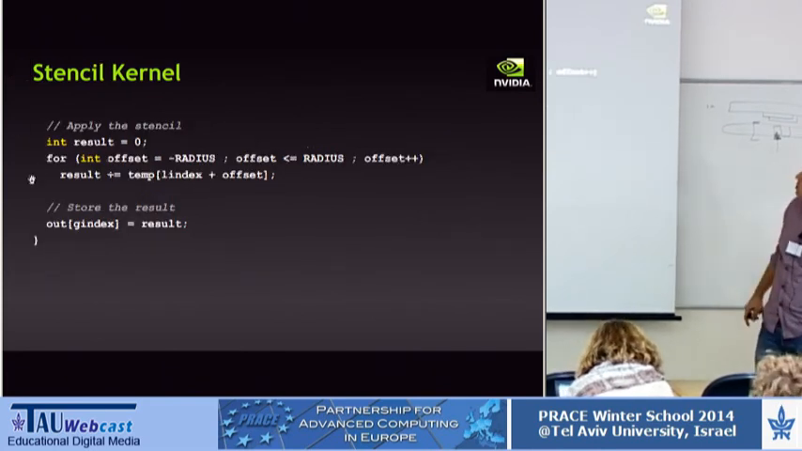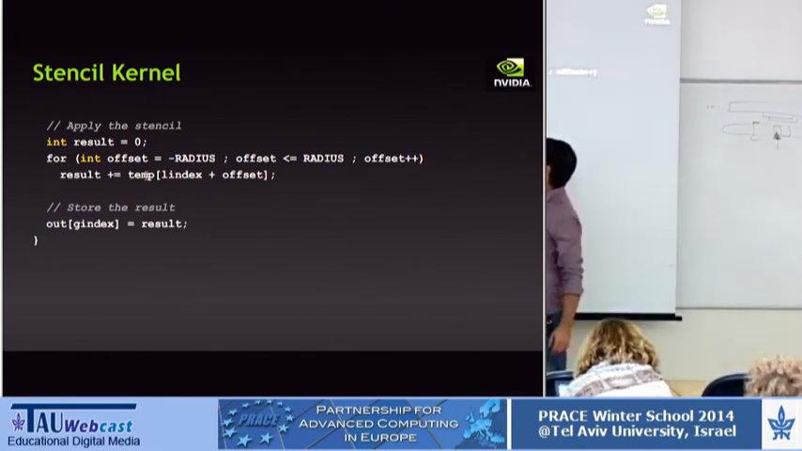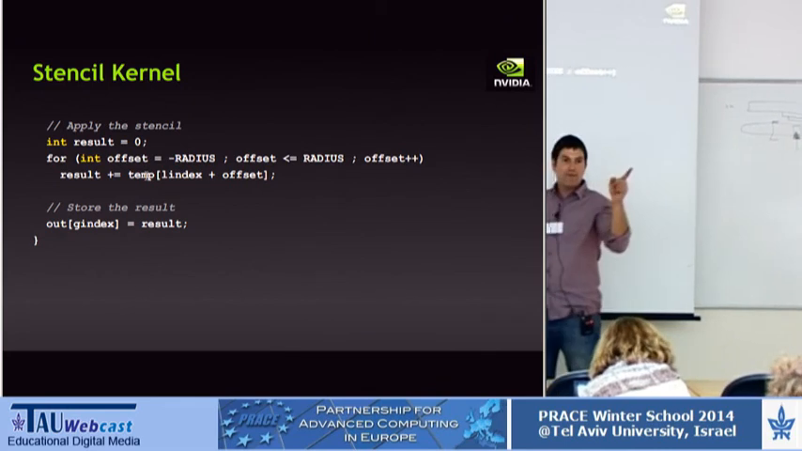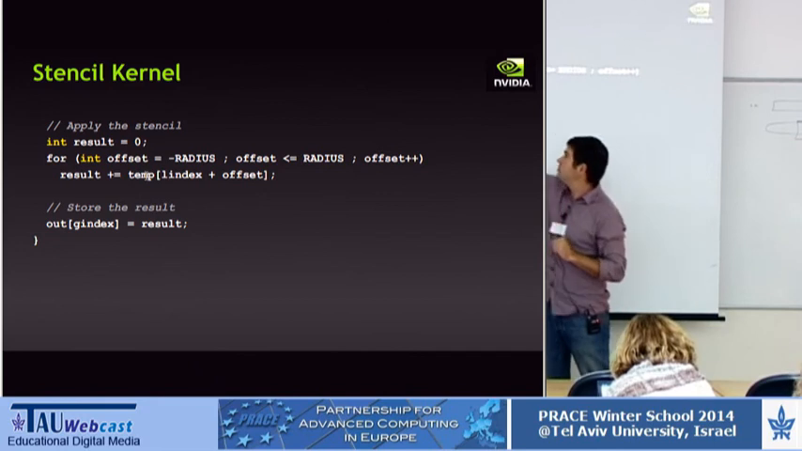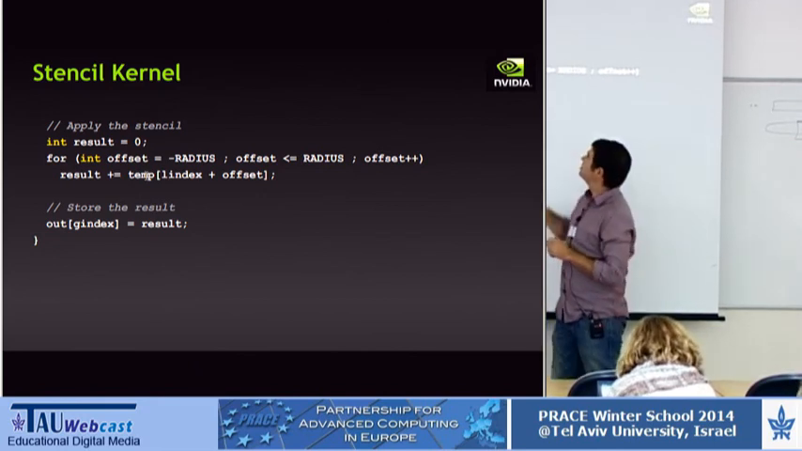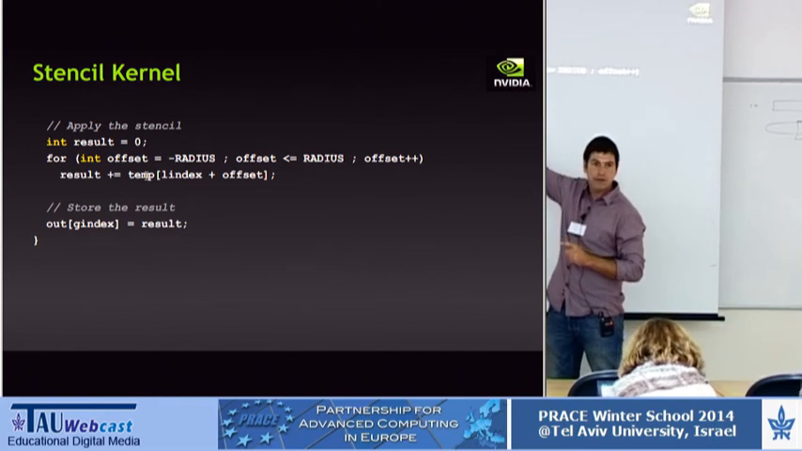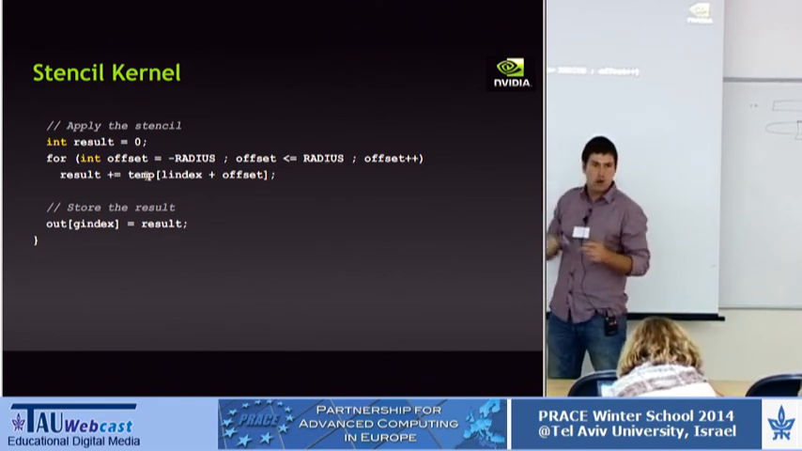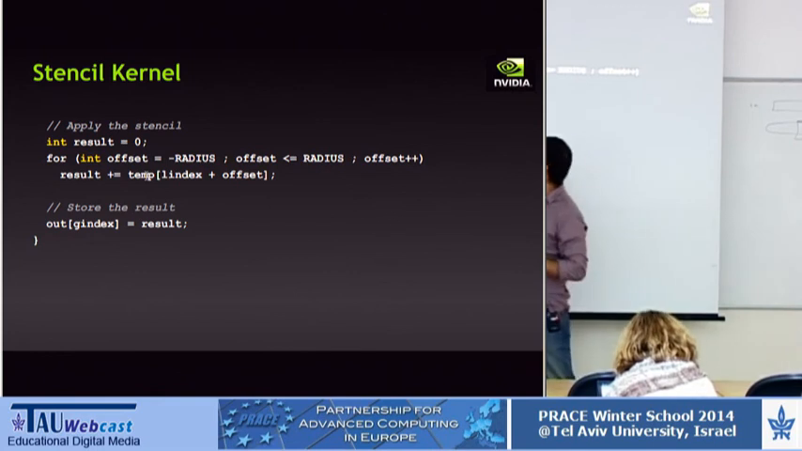And this is what we do to actually compute the sum. We go from minus radius to radius, and we go on the buffer. This is the shared memory buffer, from the index plus offset. So we sum from -3 to 3 all the elements that are around my center pixel into result. How many pixels did we add? 7. But how many times did we use the global memory here? 0. We did not access the global memory. We accessed the fast shared memory. Much faster. Okay?